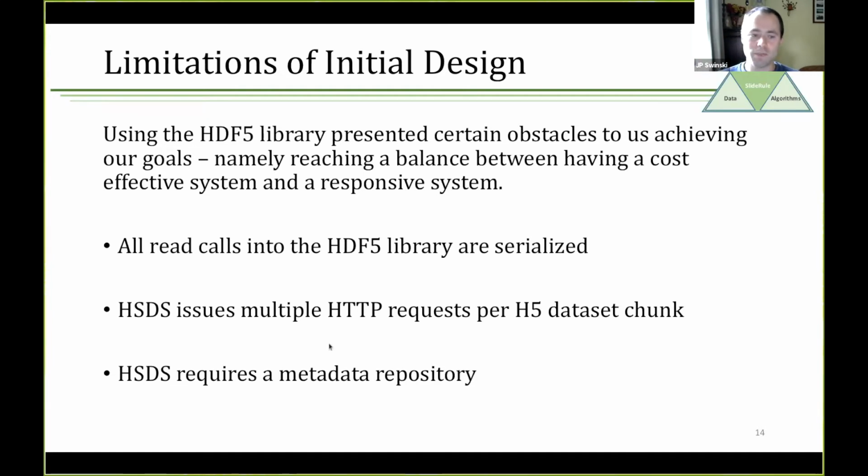The second is that HSDS issues multiple HTTP requests per H5 dataset chunk. Each dataset is divided up into individual chunks. And so if you want to read a dataset with 1,000 chunks, that's at least 1,000 HTTP requests that are going out to S3. And then the last is that our system required a metadata repository. So we needed to manage all of those indexes that were overlaid on top of the H5 files. We needed to create them and then pay for their storage and manage them.